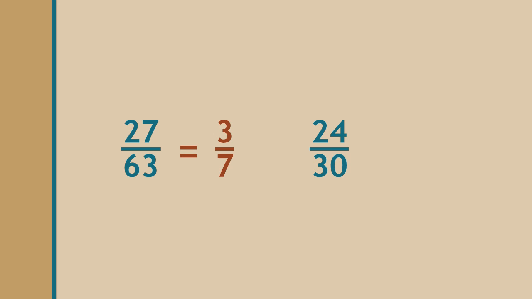Let's see what we did for 24/30. So 24/30 is 4/5. How did we do that? Well, we determined that the greatest common factor of 24 and 30 was 6. 6 divided into 24 gives you 4. 6 divided into 30 gives you 5.